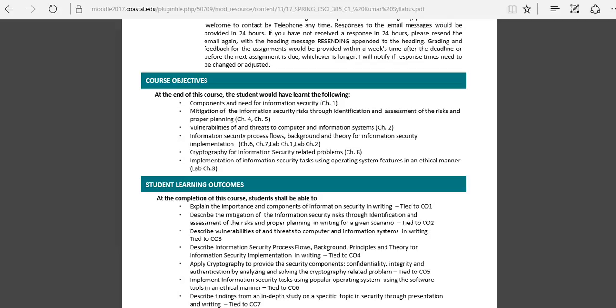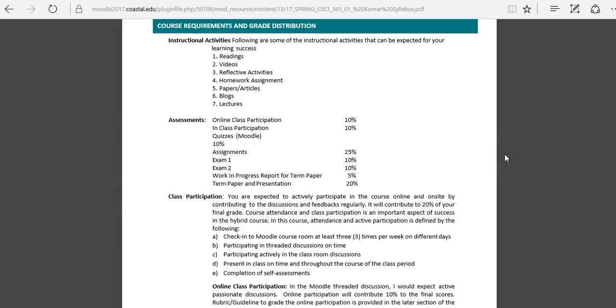So we will be covering that in textbook chapter 1, lab manual chapter 1, lab manual chapter 2, chapter 6 and chapter 7. And then cryptography is also a very important concept. You should be able to describe how you can apply cryptography to information security related problems. Then you will be implementing some information security tasks using the step-by-step instructions provided in the lab manual chapter 3.